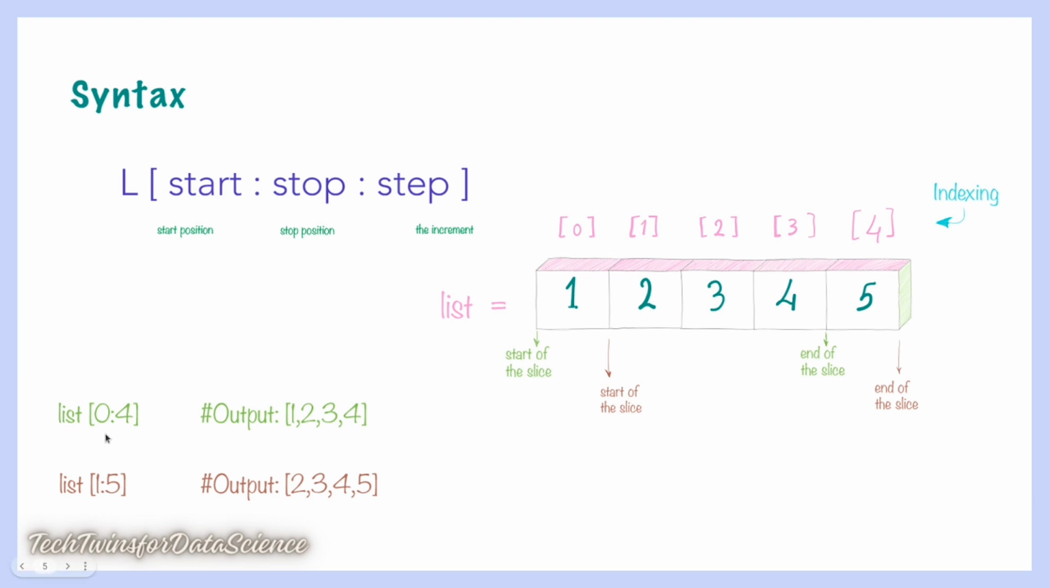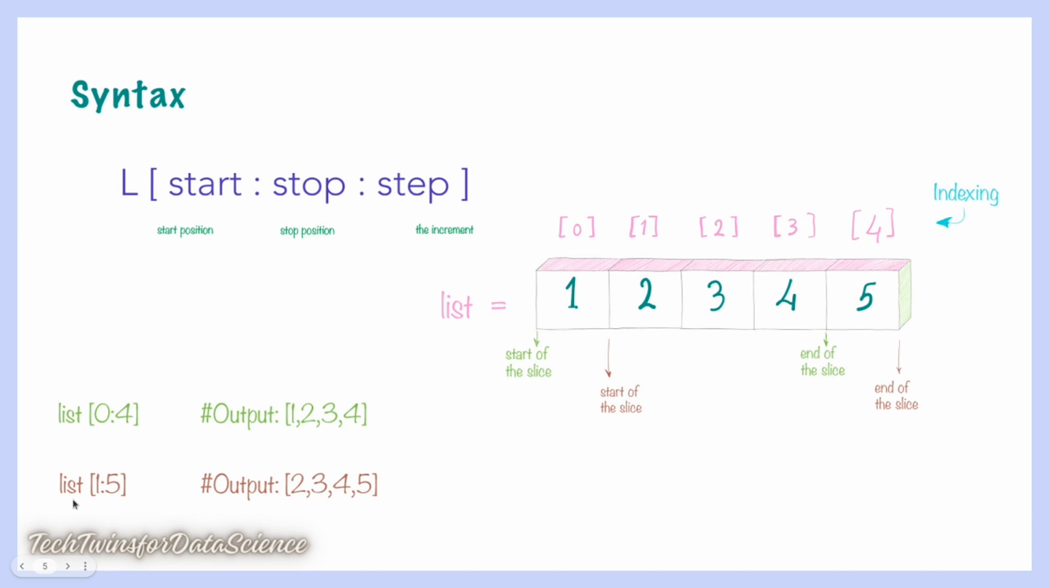So if we want to run the calculation over the list from 0 to 4, that means here this is indexing. We are calling the values from 1 to 4, because 0 is here, the 1 value, and right before the index 4, that means here in the slice.